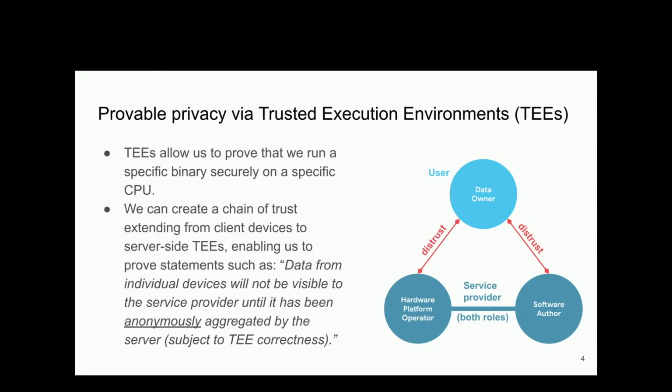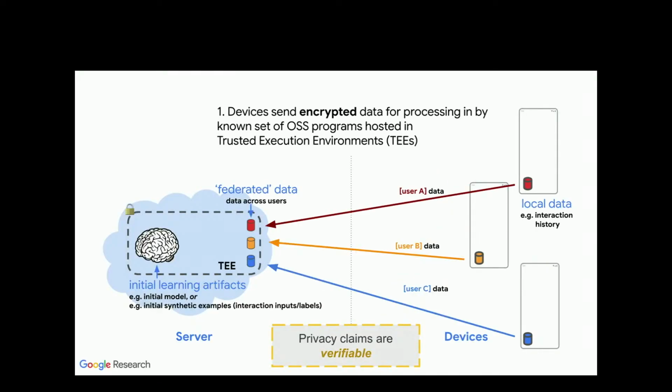So TEEs provide this ability to provide a chain of trust that extends from the client to the server. Traditionally, a schematic of federated learning would look like pushing some model artifacts out to the edge and doing computation there. Here you'll notice it's sort of inverted, right?